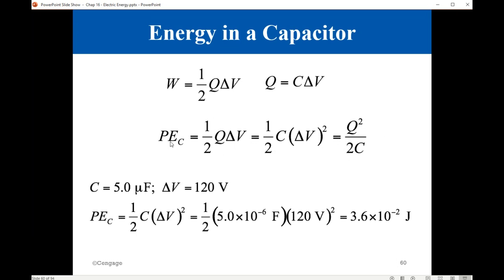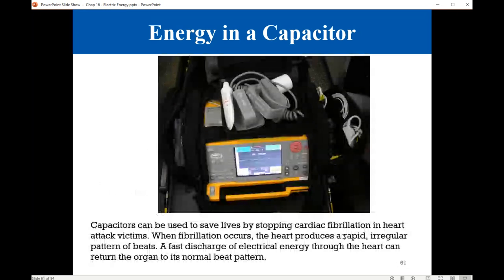For example, if the capacitance is 5 microfarad and the voltage difference between the plates is 120 volts, the energy stored in the capacitor is half C delta V squared: half of 5 times 10 to the minus 6 farad for C, and for the change in voltage, 120 volts squared. This is 3.6 times 10 to the minus 2 joules. That's the amount of energy stored in such a capacitor.